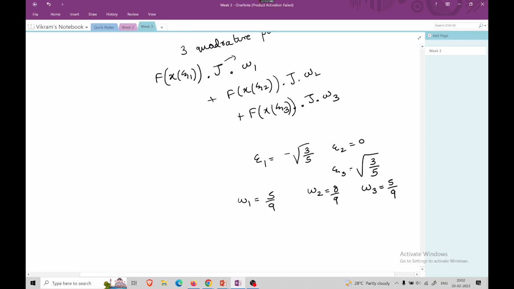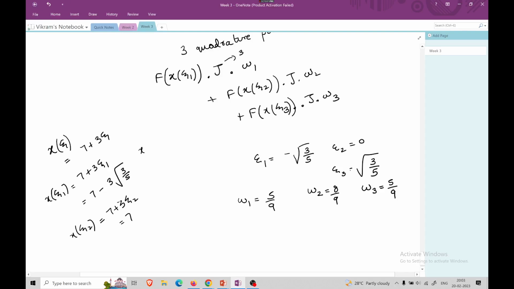J is 3, we saw. So what is x of eta? We just saw it is 7 plus 3 eta. So x of eta 1 is 7 plus 3 eta 1, which is 7 minus 3 root of 3 by 5. x of eta 2 is 7 plus 3 times eta 2, which is 7, because eta 2 is 0. x of eta 3 is 7 plus 3 eta 3, 7 plus 3 square root of 3 by 5.